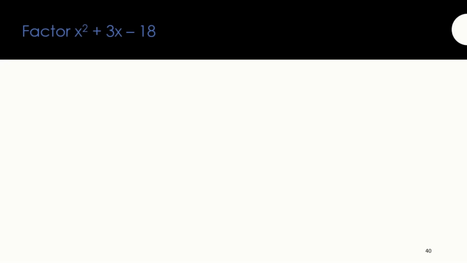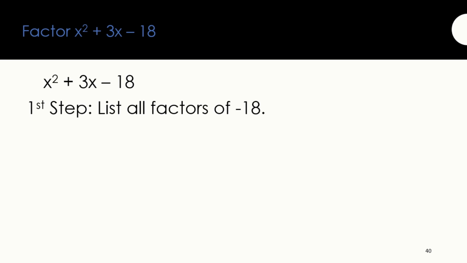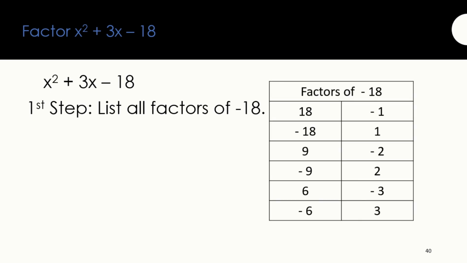Okay, next example, we will factor x squared plus 3x minus 18. So, makikita nyo naman, negative yung c natin, which is negative 18. So, lilista natin lahat ng factors niya. So, again, i-consider natin kung ano yung kanyang sign. So, we have here, 18 times negative 1 is negative 18. Or, binaliktad natin, negative 18 times 1 is negative 18.